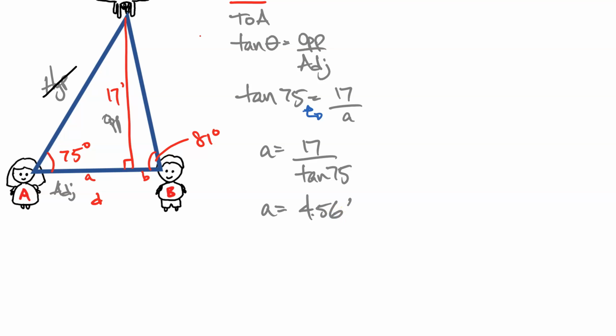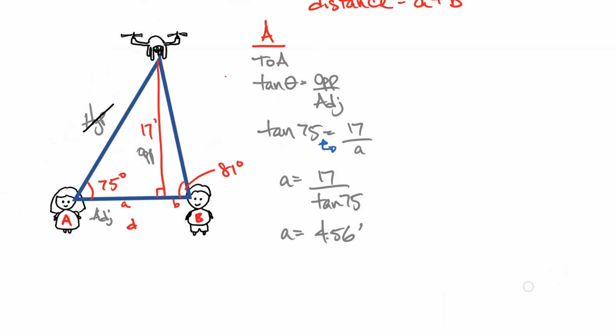4.56. As it is, they're a little too close together. I'm only saying that because I think we all know that two people need to be 6 feet apart, and 4.56 is a little too close. Don't worry, we can figure out what B is. So let's talk about person B.